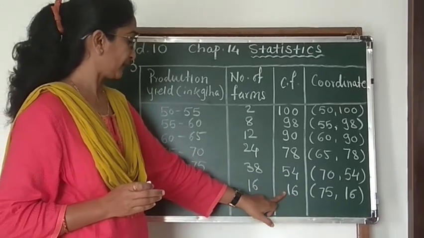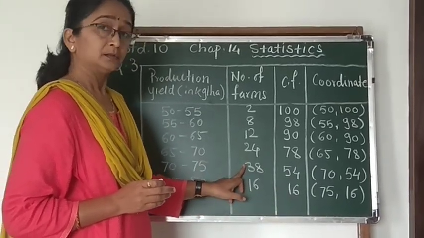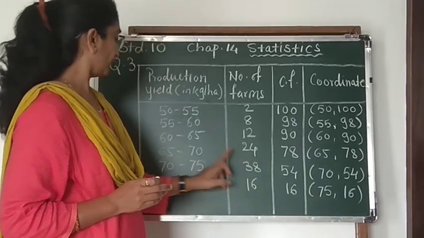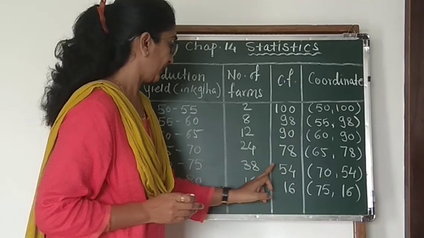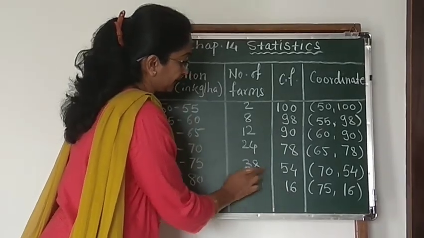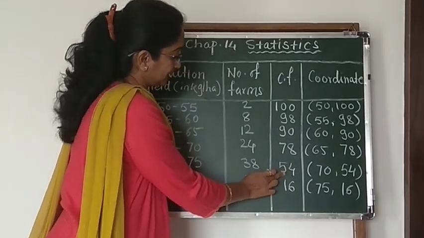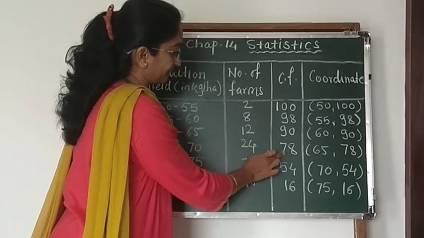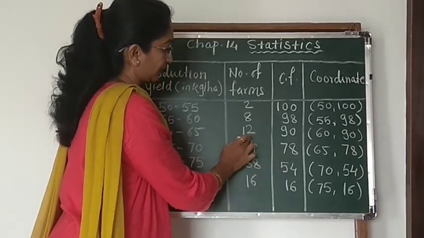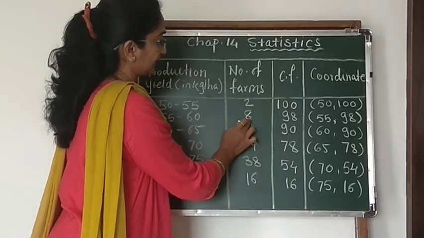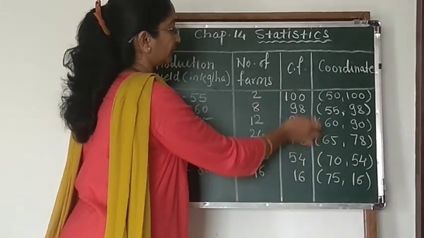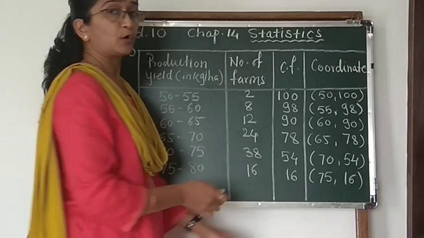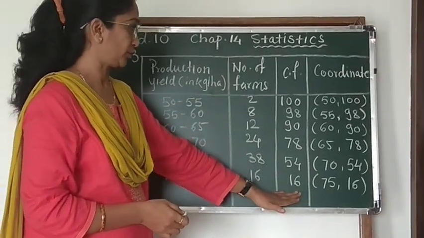Then in this frequency add the frequency of the second last class interval. So here 16 plus 38 is 54. Then this 54 plus 24 is 78. This 78 plus 12 is 90. 90 plus 8 is 98. 98 plus 2 is 100. So these are the cumulative frequencies for the more than type frequency distribution.